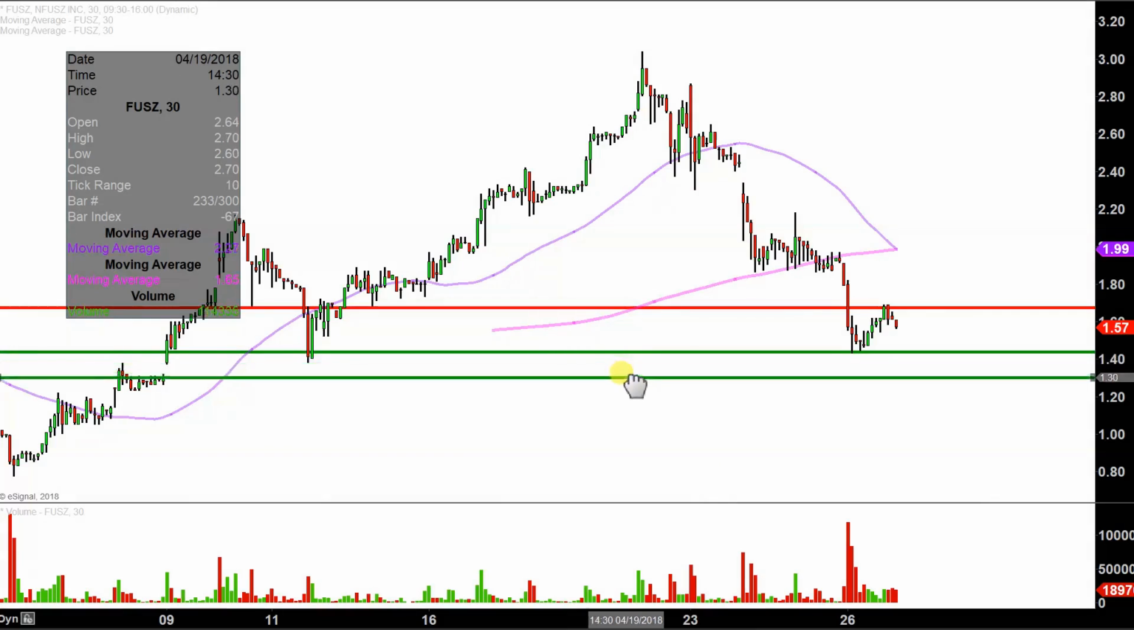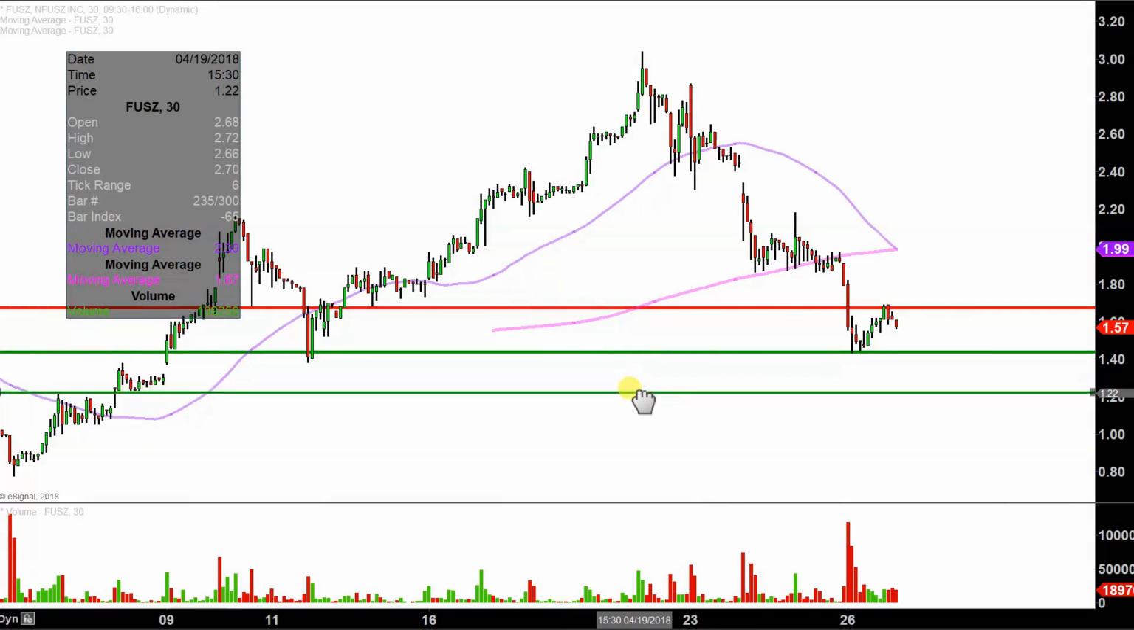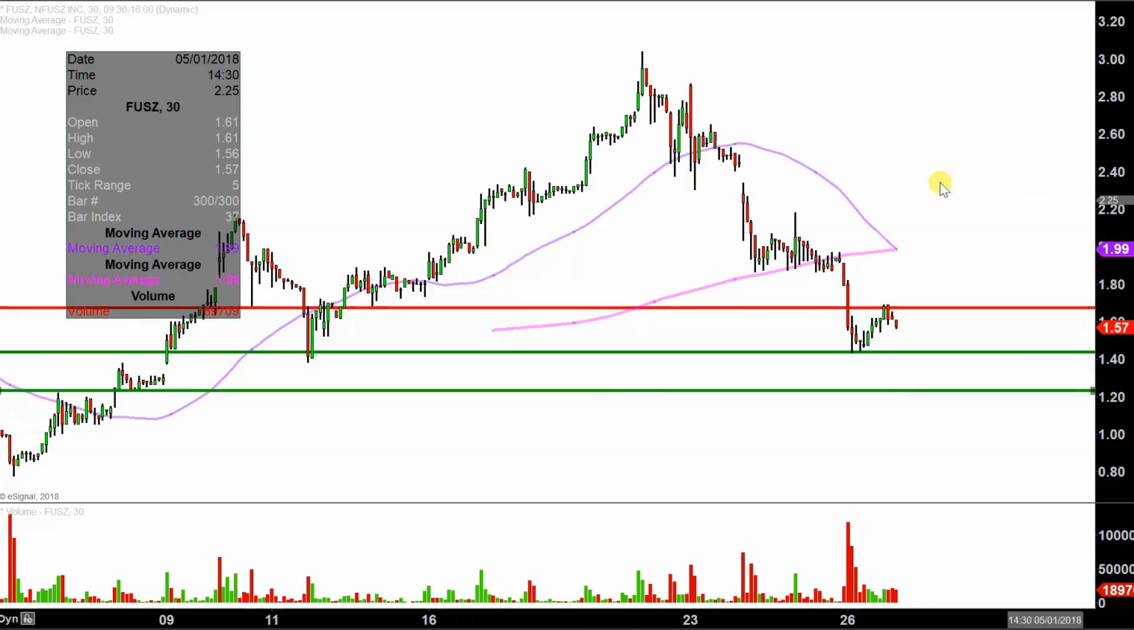In the event the price cannot hold above there, the next key overall area of support is down at about $1.25, give or take. So far so good, the price is holding above $1.44, but if the price cannot hold there, then the next potential area of support is right around $1.20 to $1.25. One more day left this week. We'll see how things close out the week tomorrow.